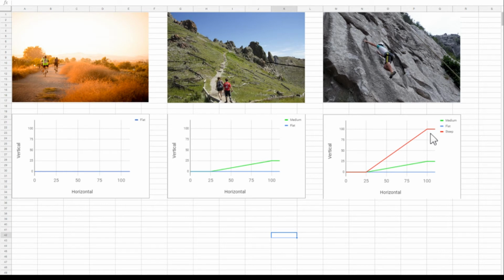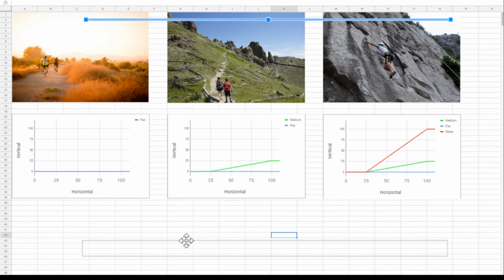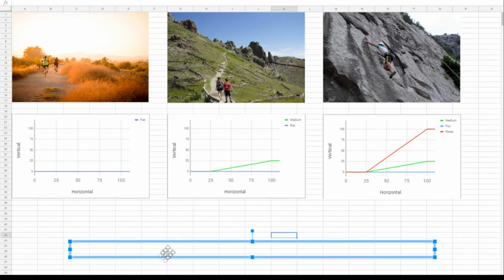Now let's do this a little bit more formally. The definition of slope in mathematics is: the slope is equal to the vertical distance divided by the horizontal distance.